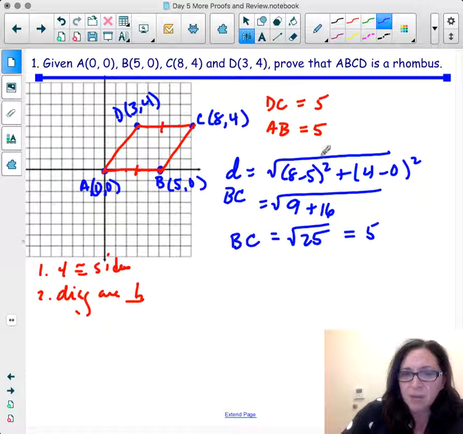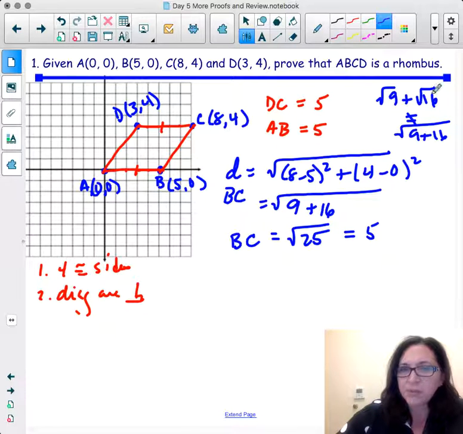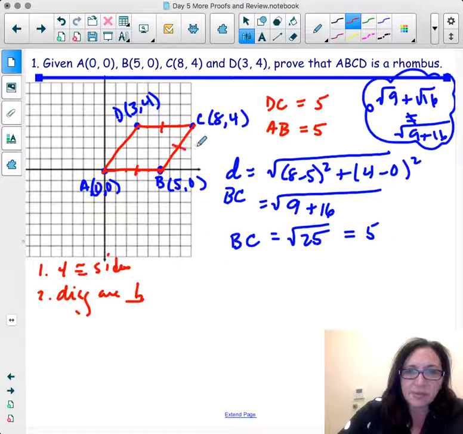Keep in mind, you never, never, ever want to split these up. You should know that the square root of 9 plus the square root of 16 is not the same thing as 9 plus 16 underneath a root. Okay, just keep that in mind. You cannot split those up. Anyway, so now we have another 5. So we know that this length is also 5.